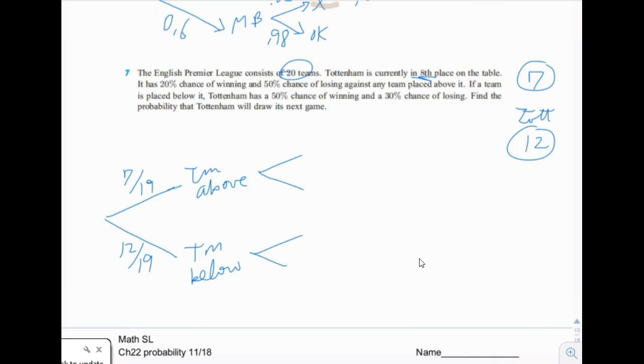Okay, and then let's see. What is the probability that Tottenham will win? If the team is above it, then it has a 0.2 chance of winning. 20% converted to decimal is 0.2. A 50% chance of losing, which is 0.5. So how much chance of drawing? It would be 0.3. 0.3 would be draw.